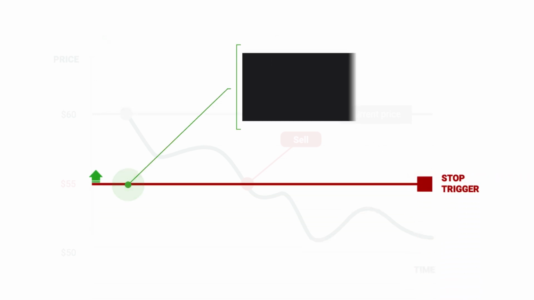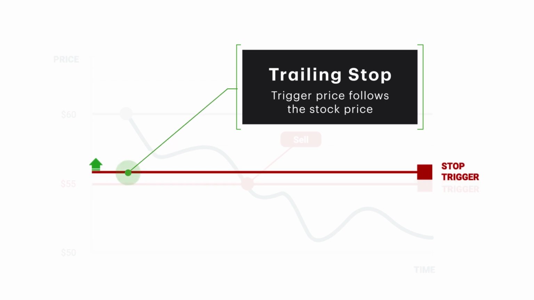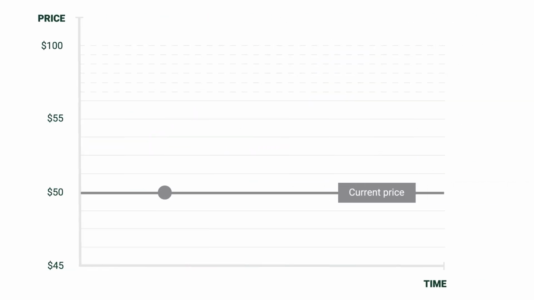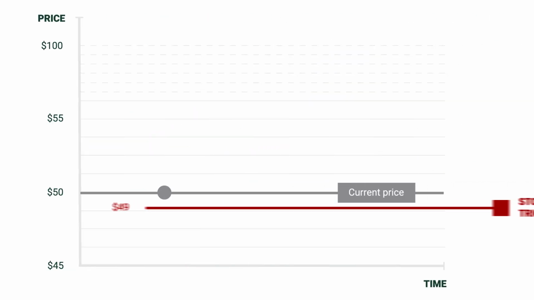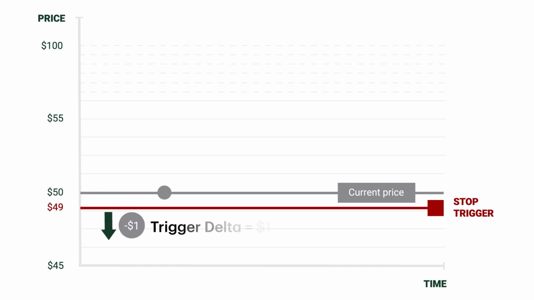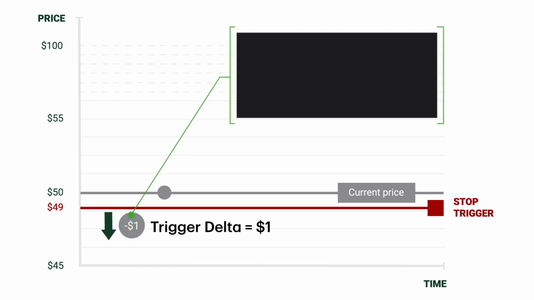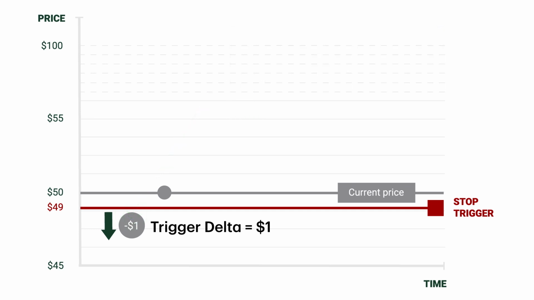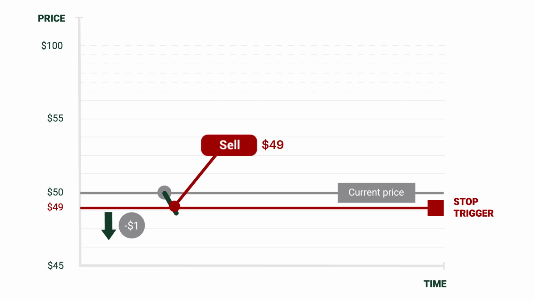But with a trailing stop sell order, the trigger price automatically rises and follows the stock price. Let's see how this works. If you own stock that is currently $50, you may enter a trailing stop market sell order with a trigger delta of $1. Delta represents the change in price that you would like the order to track. For example, a delta of $1 means you're looking for a $1 drop in stock price from the current market price. So, if the stock costs $50 now, your order will trigger when it falls by $1 to $49. The system automatically calculates this value once the order is sent through our platforms.